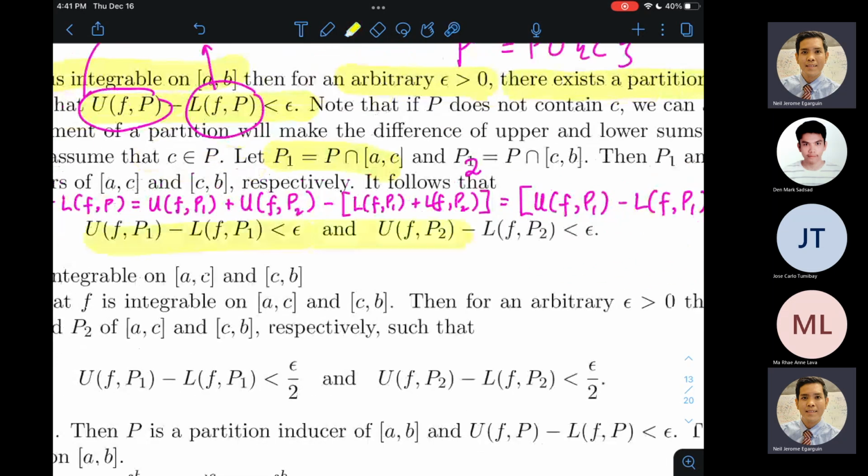And that's what is written in the lecture notes. And again, this is less than epsilon, right? So sa kahit anong epsilon na nabigay, ito, with respect to the partition inducer P1 of the closed interval AC is less than epsilon. So by Theorem 5.1, the integrability criterion, we can say that F is Riemann integrable on the closed interval AC.